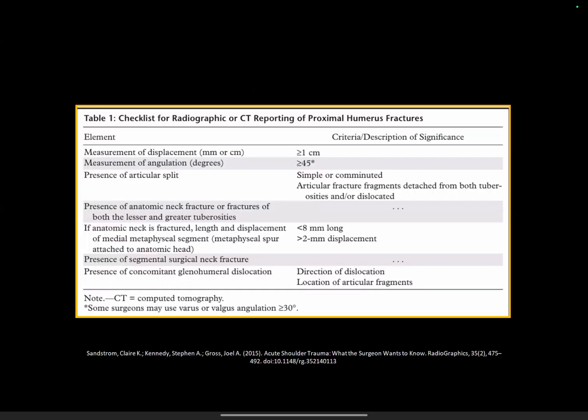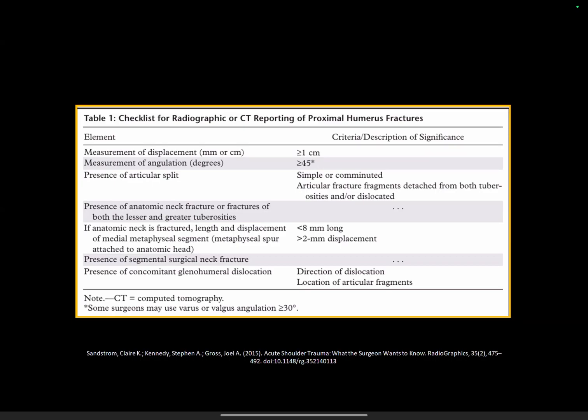So, in summary, when we're reporting a case of proximal humerus fracture, number one, we need to decide whether it was displaced more than 1 centimeter or 45 degrees in order to decide on the Neer classification. Number two, we need to know whether there is an intra-articular involvement. Is it simple or is it comminuted? Number three, we need to decide if there is an anatomical neck fracture or fractures involving the greater and lesser tuberosity. Why? Because as we mentioned earlier, involvement of these structures would increase the likelihood of avascular necrosis.